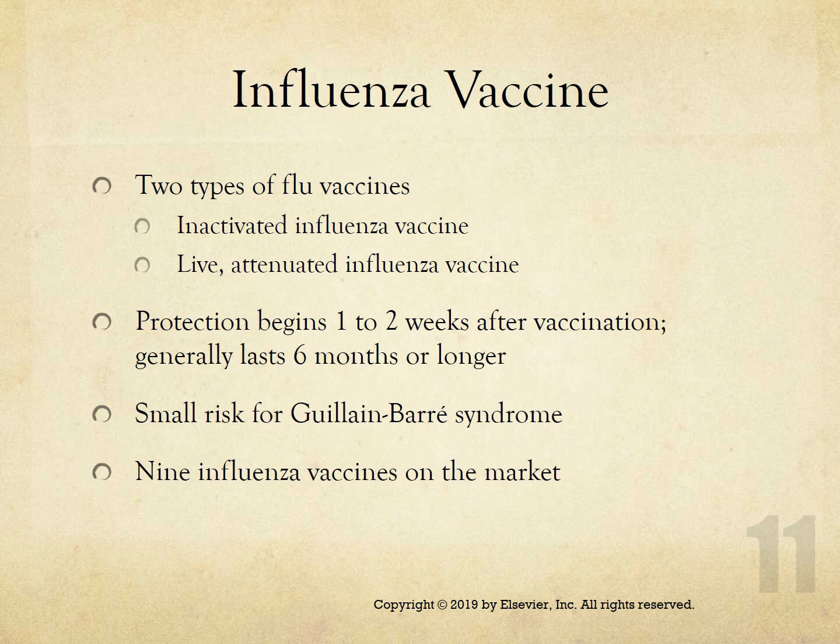So there are two types of flu vaccines. You have inactivated, and then you have live or attenuated. Your protection begins 1 to 2 weeks after vaccination, so it's not immediate, and it generally lasts for 6 months. So it should last for the duration of the flu season every year if you get your shot in October, November. There is a small risk for Guillain-Barré syndrome when receiving the flu vaccine.